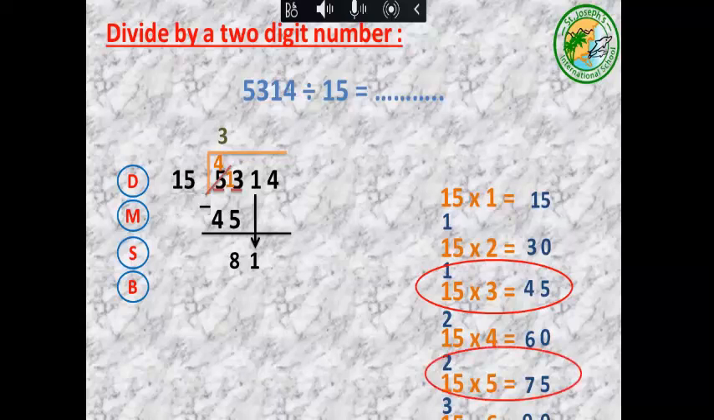15 times 5 equals 75. And this is the second step. Multiply. 15 times 5 equals 75. Third step, I will subtract.